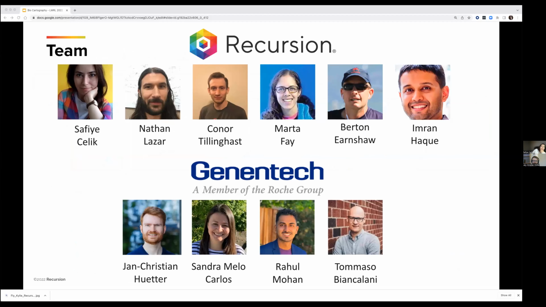Before we go into the details of our work, here's our team who worked hard to make this happen. This was a great collaboration between Recursion and Genentech researchers, aiming to guide the field in building and benchmarking maps of biology by introducing a framework which can be used in such efforts by others.